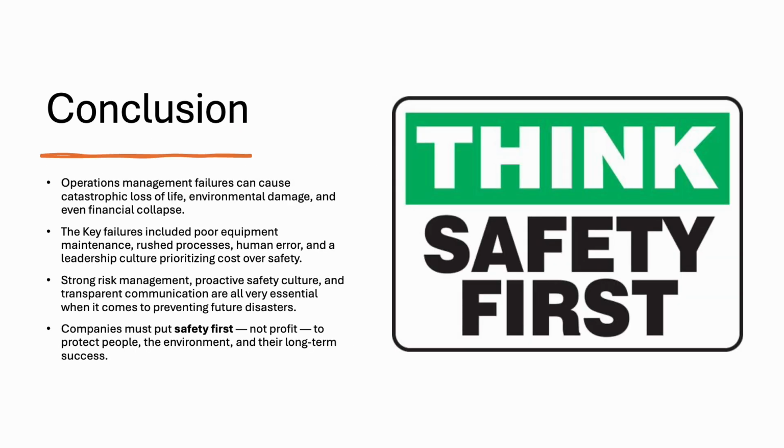Finally, in conclusion, the BP Deepwater Horizon spill is a clear example of how failures in operations management across equipment, processes, people, leadership, and external factors can lead to extreme consequences. By putting risk management and safety at the heart of operations, companies can prevent disasters that threaten lives, the environment, and the company's own future.